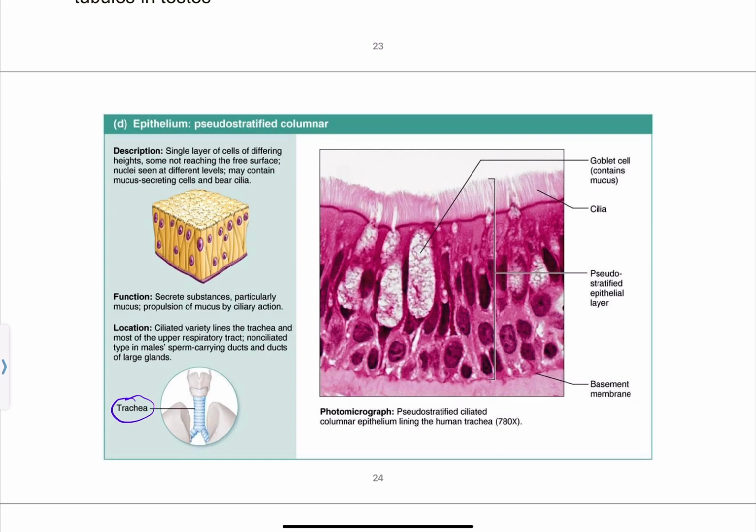And here's another example of a goblet cell, so they're not always perfectly spherical. We can see that this cell right here is one cell, and we have one nucleus. Over here we have another one that's going to reach that height, and because they're not all reaching to this surface out here, their nuclei appear in various locations, which gives them that pseudostratified look.